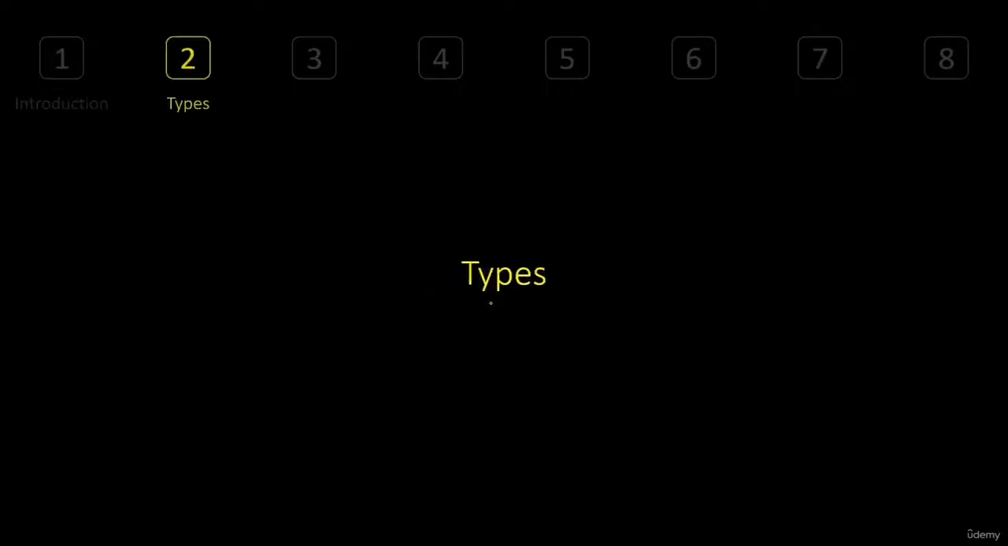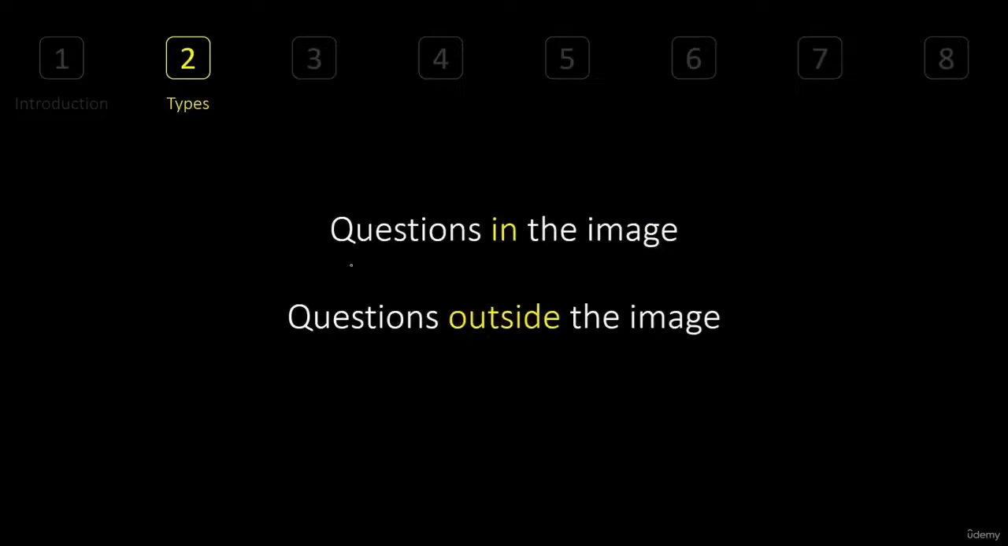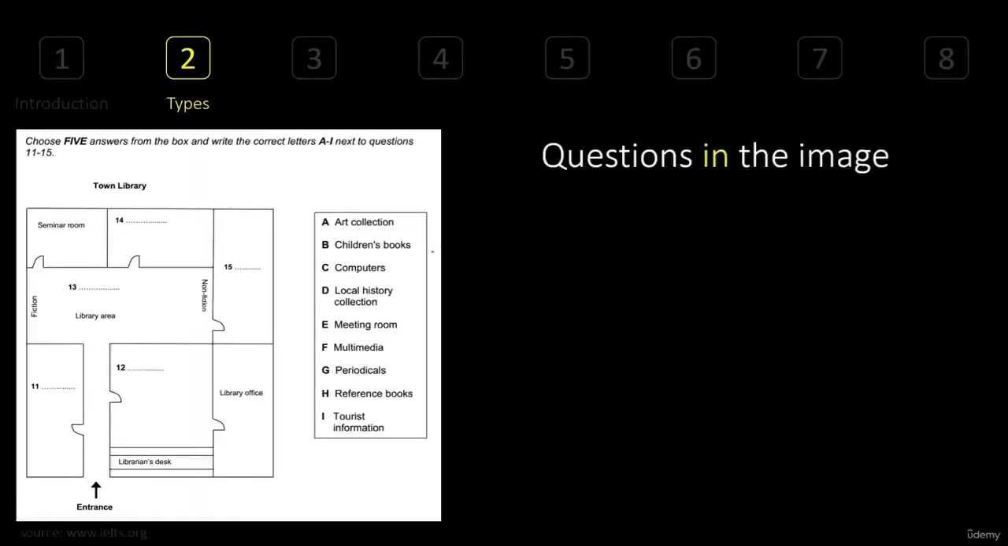Now there are two types of map listening questions. The first one is when we have the question in the image, and the second one is when we have the question outside the image. What is the meaning of this? Let me show you an example.